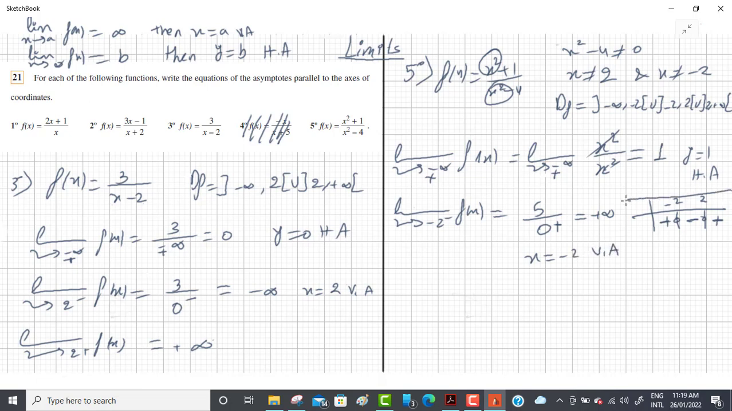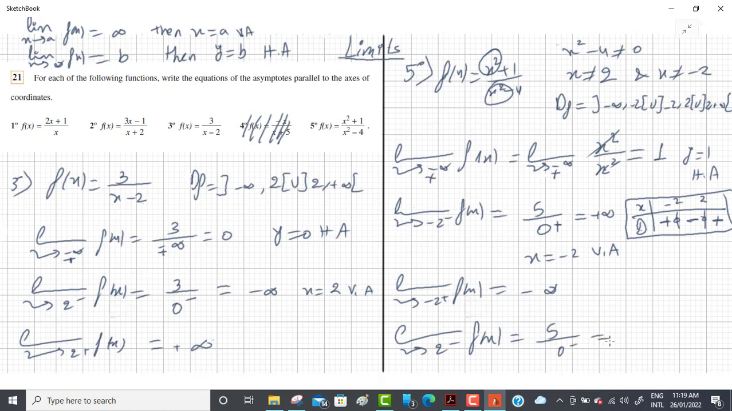So we always set up the sign table of the denominator just to know if it's a 0 plus or a 0 minus. Limit as x tends to minus 2 plus of the function f of x: doing the same procedure, we obtain minus infinity, x equal minus 2 vertical asymptote. Limit as x tends to 2 minus of f of x: you just replace x by 2, it's 5 over 0. Before 2 you have a minus, it's negative here, so it's 0 minus, and the answer is minus infinity, so x equal 2 is a vertical asymptote. At 2 plus it is the same, it is plus infinity.